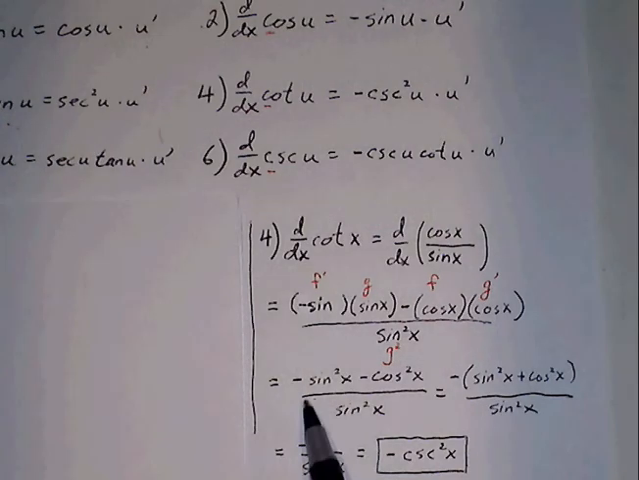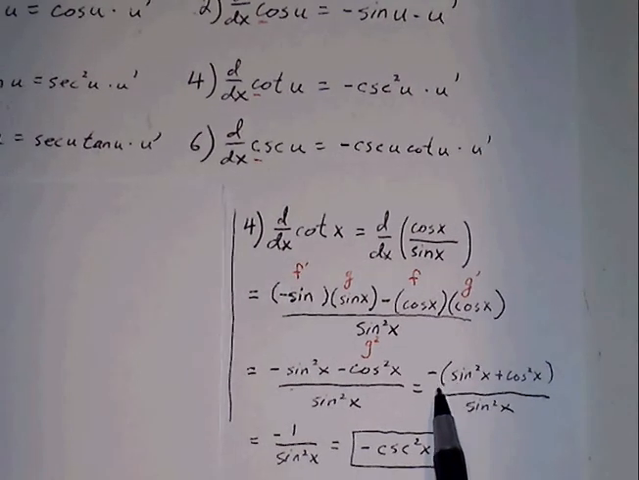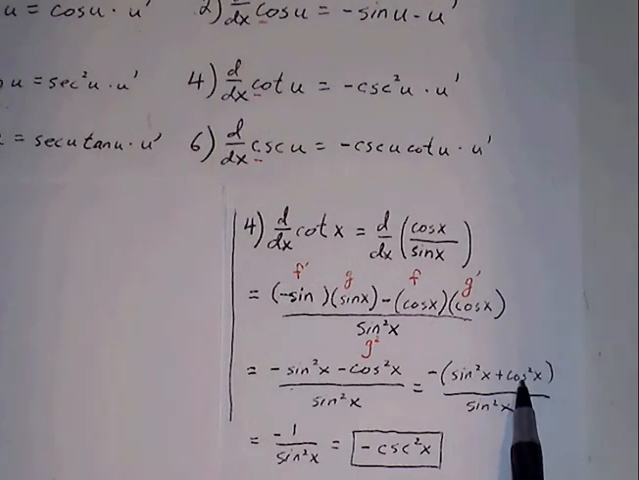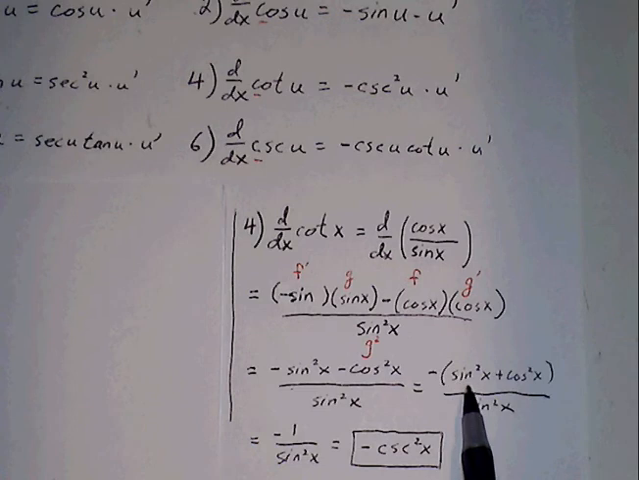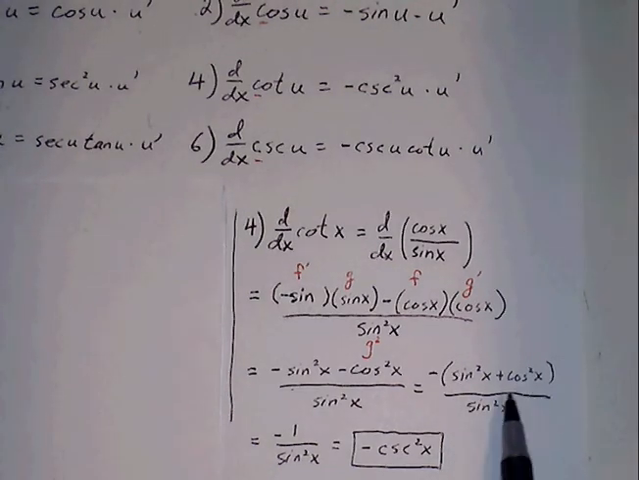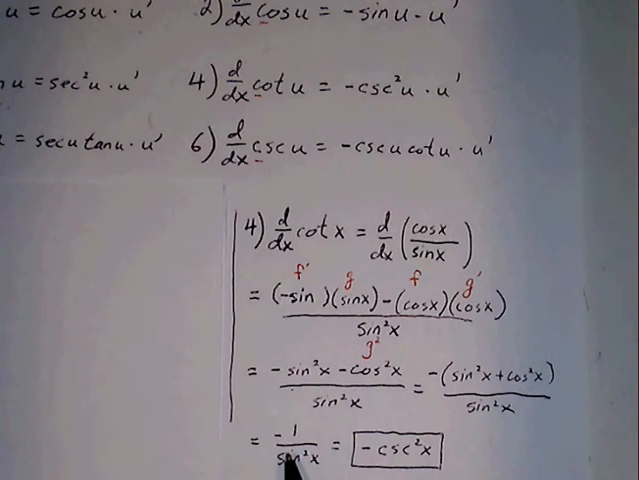Now with the numerator, we can factor out a -1, which means that inside the parentheses will be sine squared plus cosine squared x, which, like before, we can simplify to just be 1 using the Pythagorean identity. So we have -1 over sine squared x, which can be simplified to be negative cosecant squared x.